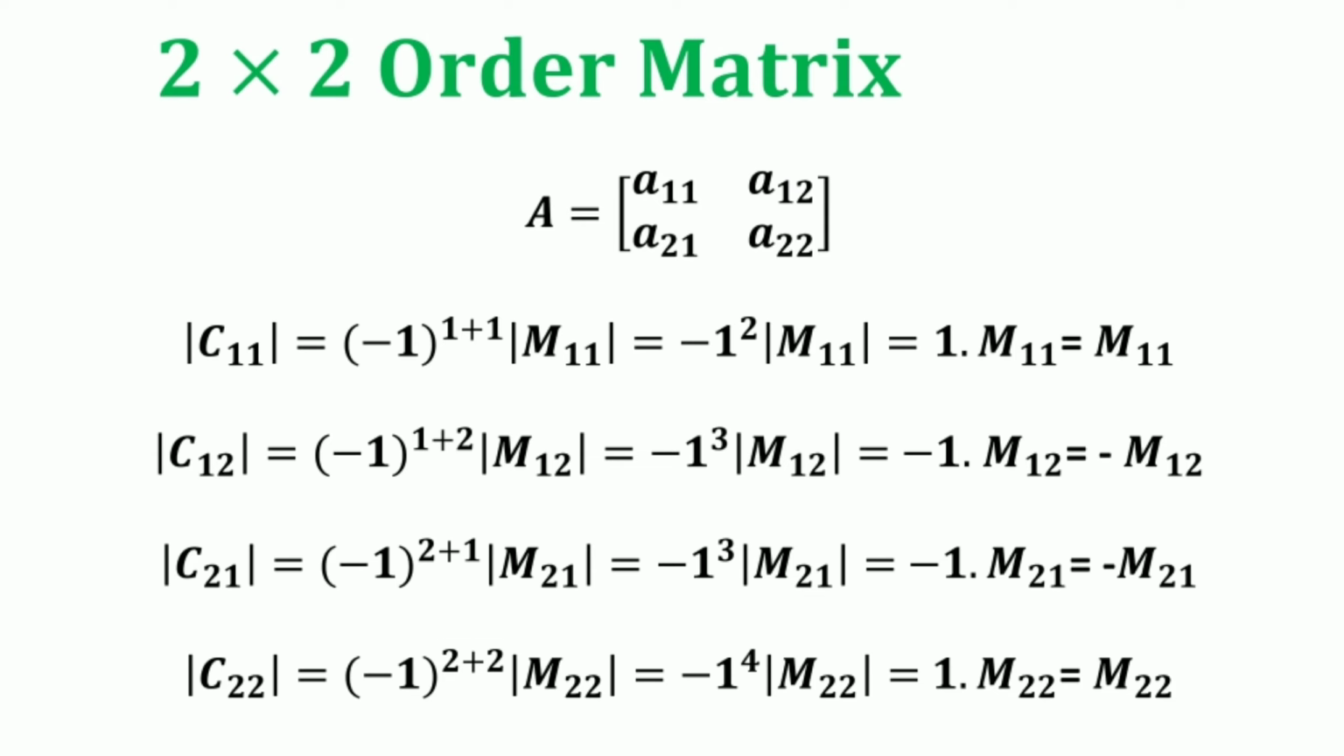Similarly, we can find the cofactor of the fourth element, that is C22, corresponding to the fourth element A22, which is equal to minus 1 raised to the power 2 plus 2 into the minor M22, which is equal to minus 1 raised to the power 4 into M22, which is equal to 1 into M22, that is M22. So the last cofactor is M22. Thus, in the 2 into 2 order matrix, we have the cofactors M11, minus M12, minus M21, and lastly M22.